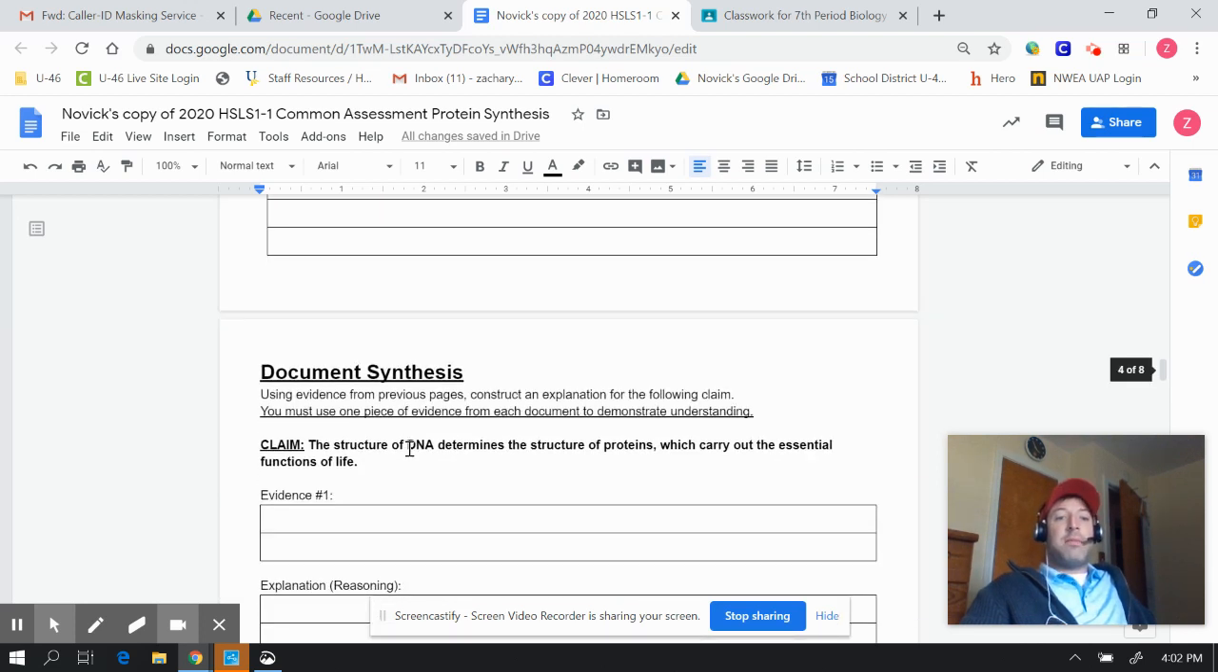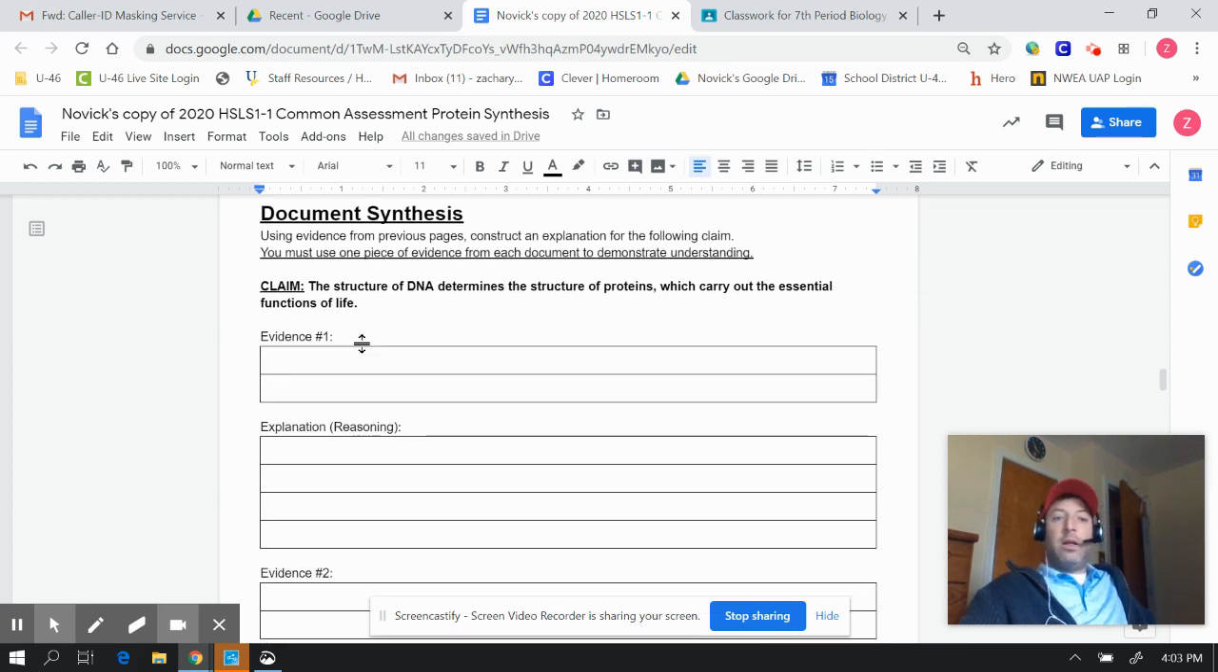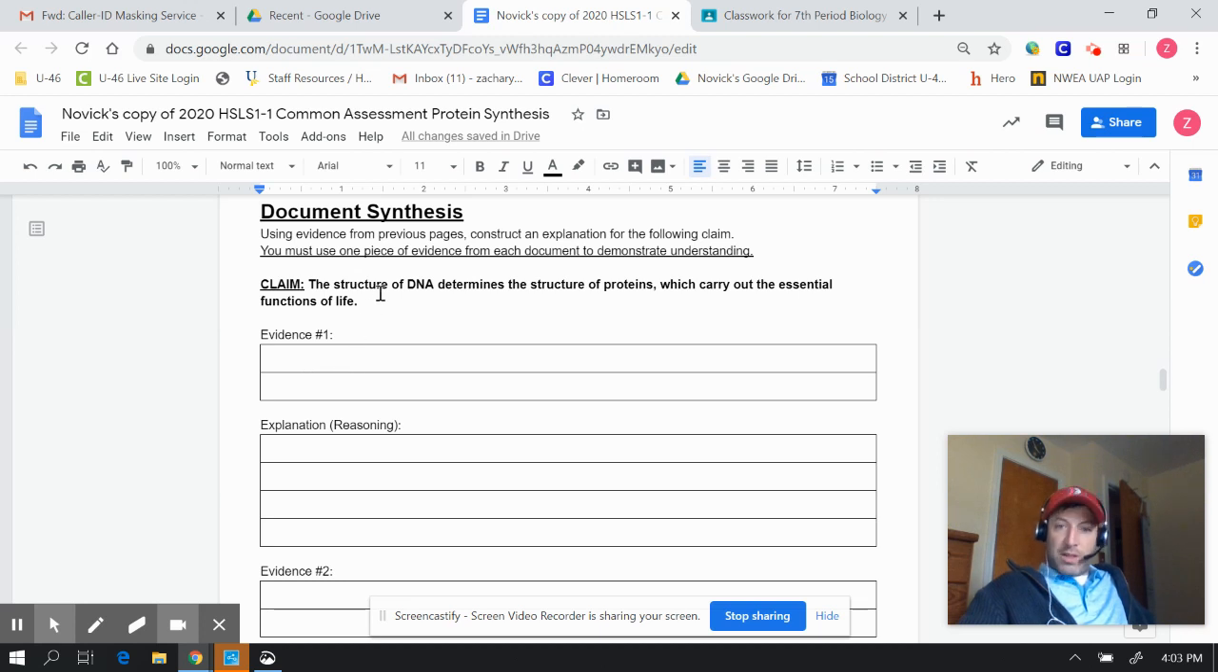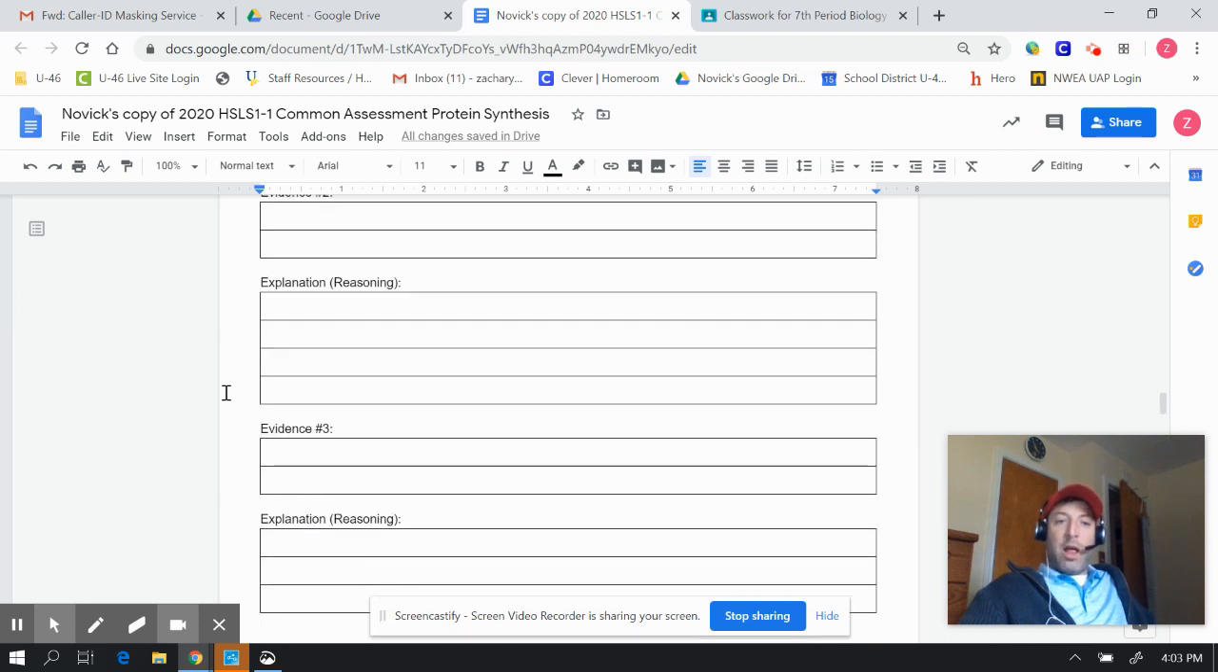Finally, document synthesis. That means using documents 1, 2, and 3 to perform the following task. Using evidence from the previous pages, construct an explanation for the following claim. You must use one piece of evidence from each document to demonstrate understanding. Claim: The structure of DNA determines the structure of proteins, which carry out the essential functions of life. What evidence do you have that supports this claim? How do you explain it? And you have to do that 3 times.